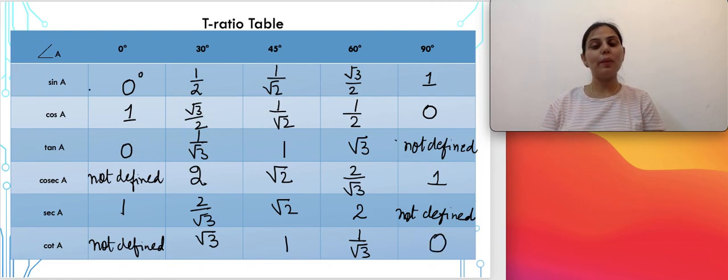So only if you remember the values for sine of different angles, from that value you can make this entire table. And this table is going to be very, very helpful for us in solving the exercise questions, which we are going to discuss in the next video.